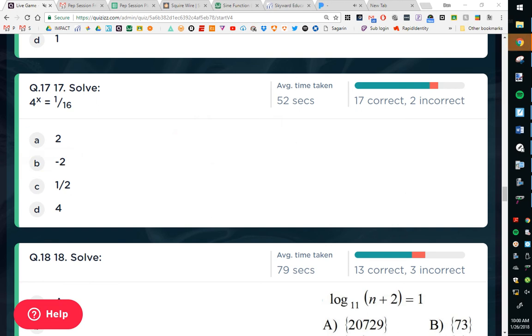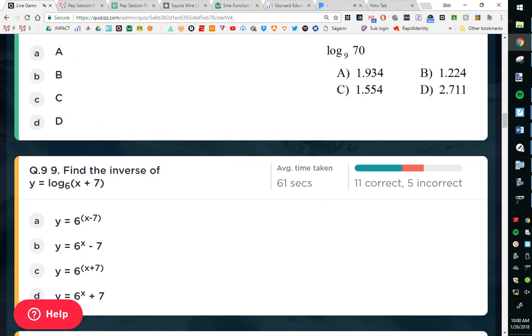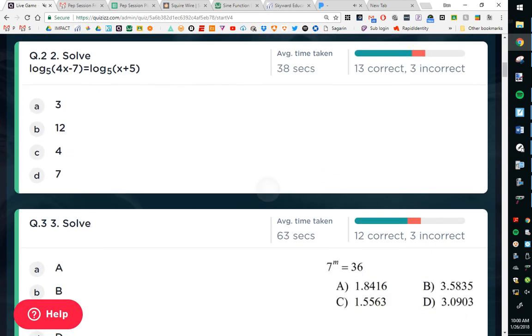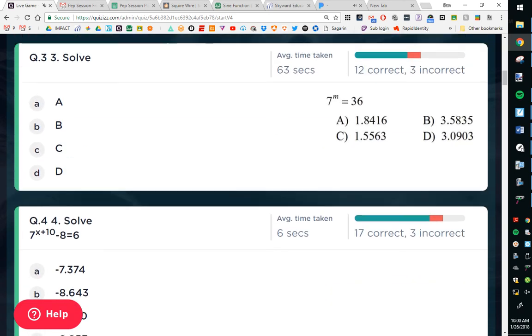Number 3. It says solve 7 to the m equals 36. So in a perfect world, we could rewrite both sides and say 7 squared gets you 36. Well, that's not true here. I can't rewrite both sides to be a base of 7. So if I can't do that, I want to get rid of the 7. And remember, the opposite of 7 to a power is taking the log of both sides.